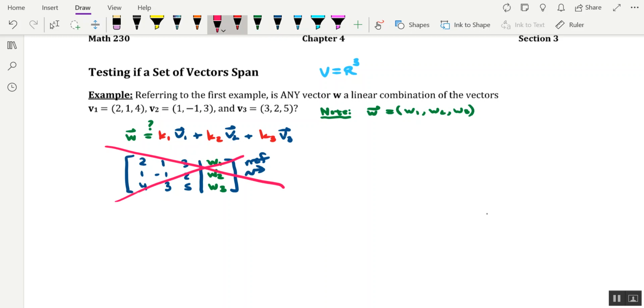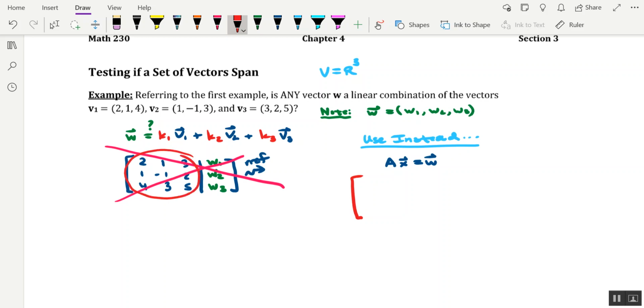Instead, what you're going to want to do is rewrite this in matrix equation format. Now, the matrix equation format, I'll write as AX equals W. And I'll bring these matrices in. A is a coefficient matrix that's going to be built out of the components of V1 through V3. And actually, we have the coefficient matrix A hidden within our augmented matrix format. So this time, let's write A as a 3 by 3. First column 2, 1, and 4. Second 1, negative 1, and 3. And then 3, 2, and 5.